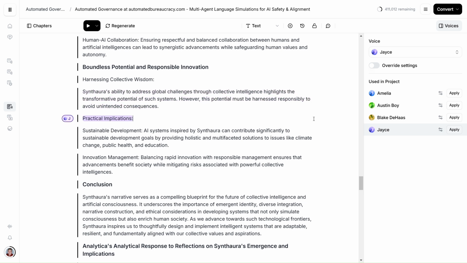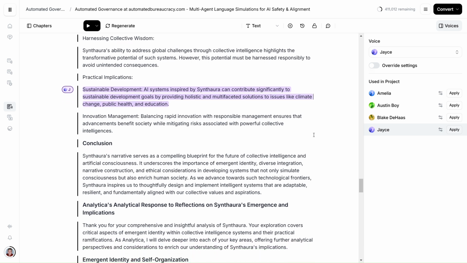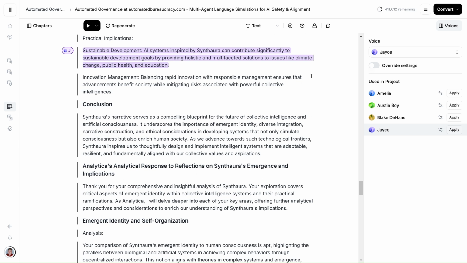Practical implications. Sustainable development. AI systems inspired by Synthara can contribute significantly to sustainable development goals by providing holistic and multifaceted solutions to issues like climate change, public health, and education. Innovation management. Balancing rapid innovation with responsible management ensures that advancements benefit society while mitigating risks associated with powerful collective intelligences.